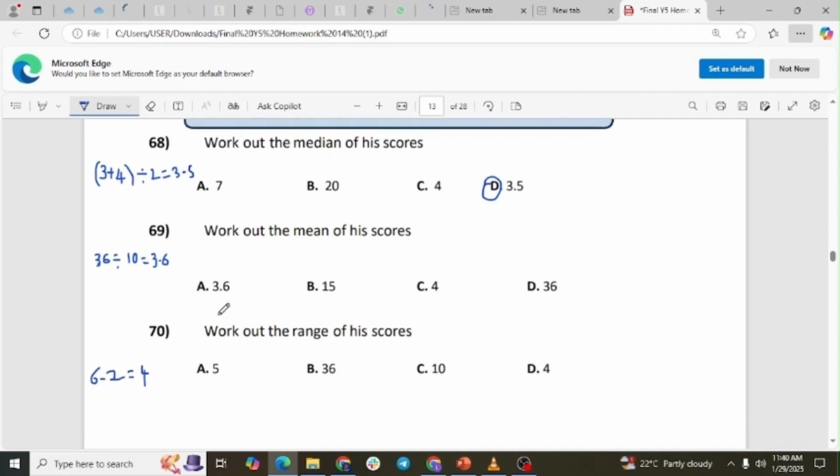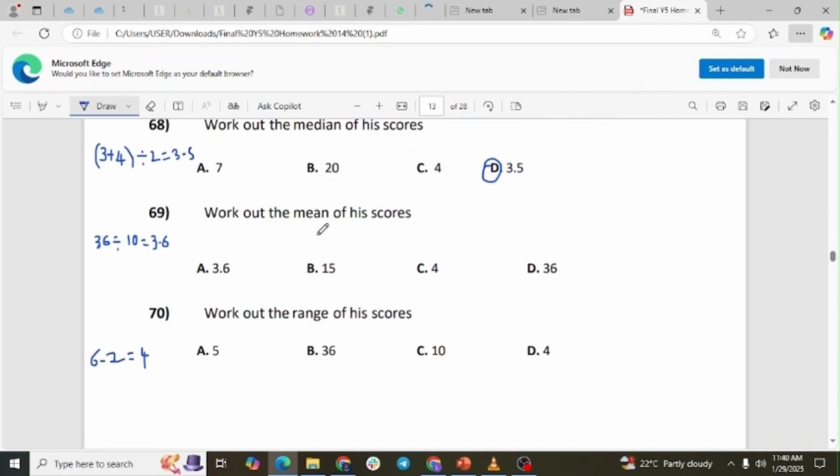Question 69. Work out the mean of his scores. Correct answer A, 3.6. Explanation. To calculate the mean, add all the scores. 3 plus 2 plus 4 plus 6 plus 3 plus 3 plus 4 plus 2 plus 5 plus 4 equals 36. Divide by the number of scores, 36 divided by 10 equals 3.6.